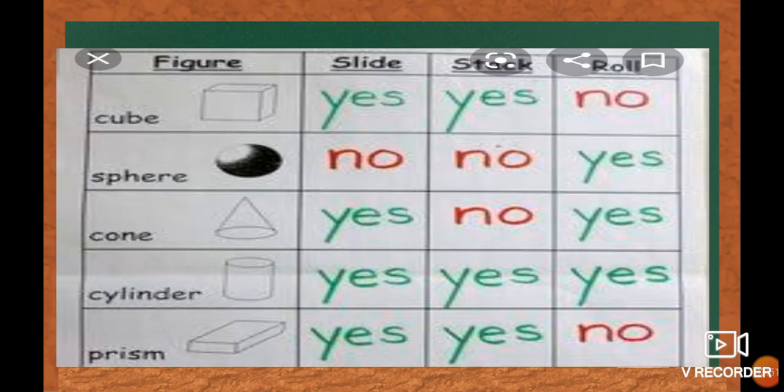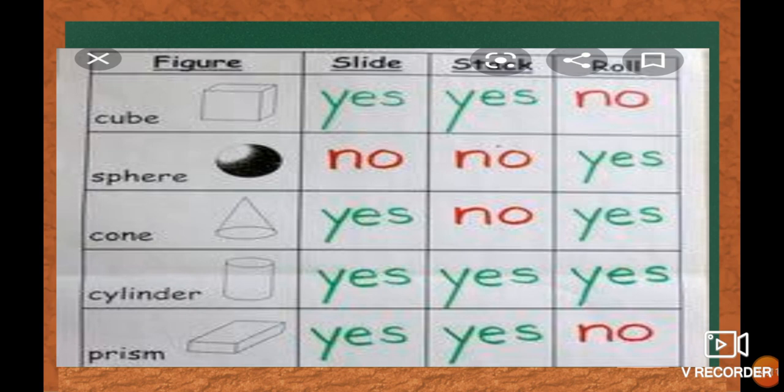Then we have learned which figure can slide, which figure can stack, and which shapes can roll. So you have done the activity as well, right? And you have enjoyed it a lot. Many students have enjoyed it very well. So let us revise one more time.